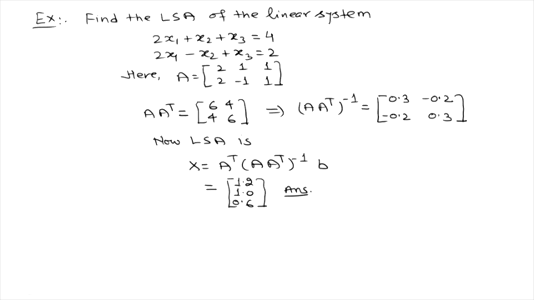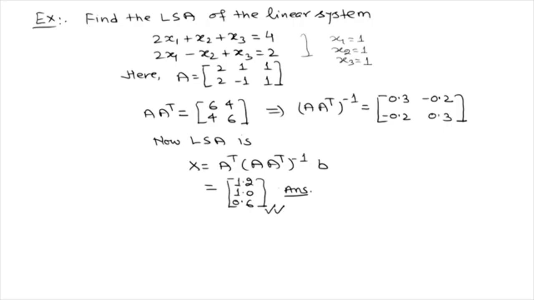One solution of this system you can see directly: x1 is 1, x2 is 1 and x3 is 1. This solution satisfies these two equations exactly. However, we are getting a different solution using this least square approximation technique. Why? Because while deriving this method, I told you I have to look out of the infinite solutions for the solution which has the minimum norm of x, and the norm of x in this case will be the minimum for a solution which satisfies these two equations.